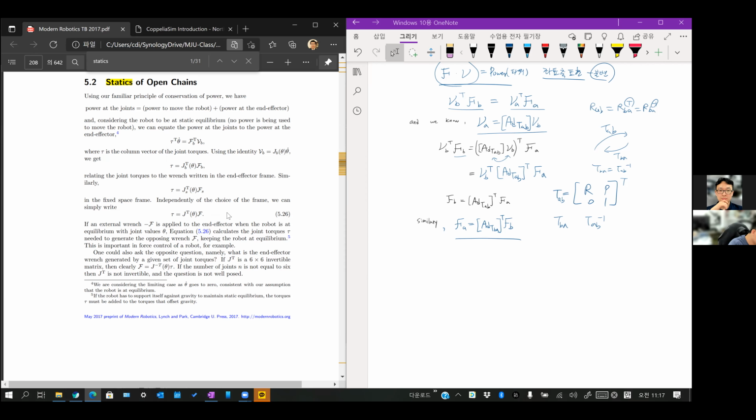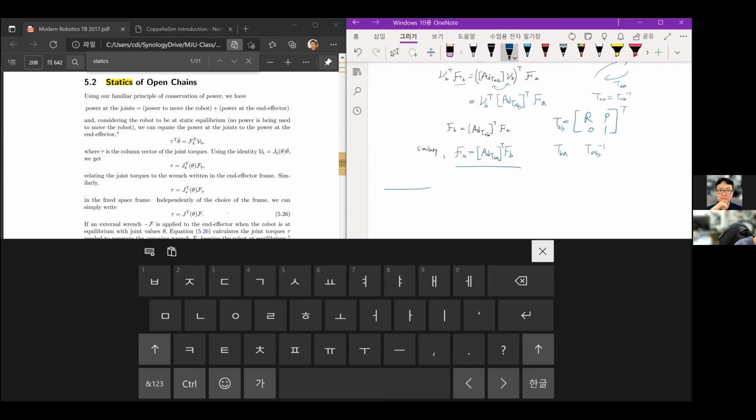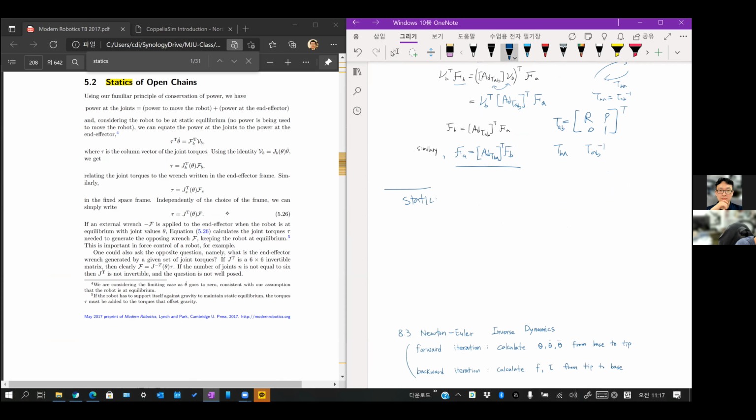So torque T can be calculated using the Jacobian transpose with the spatial force. So this one is also an official equation. So you might memorize this one. So when we know the spatial force at some point, in statics, we deal with this kind of thing.